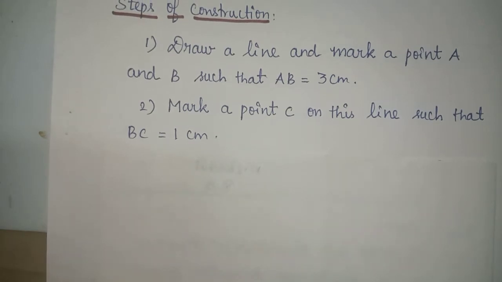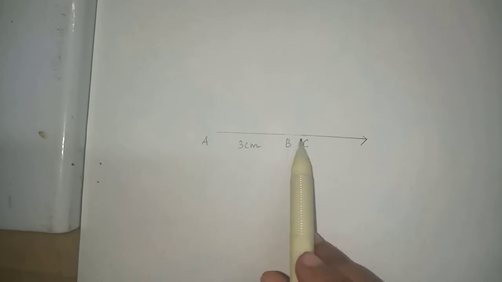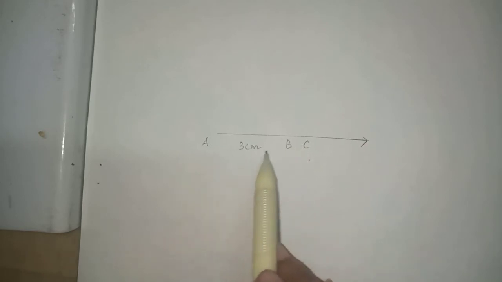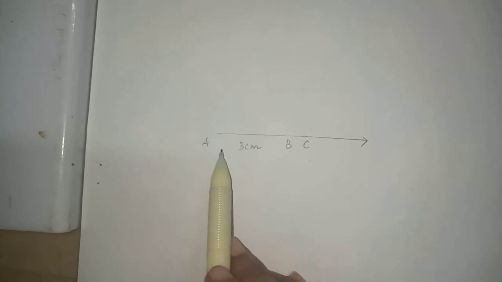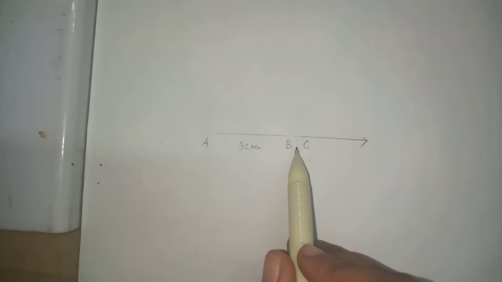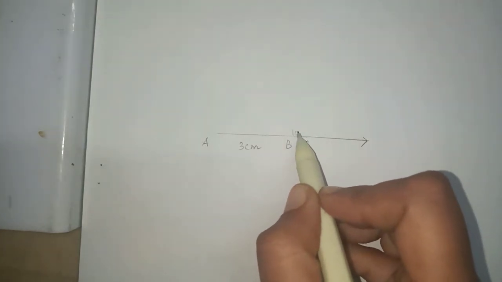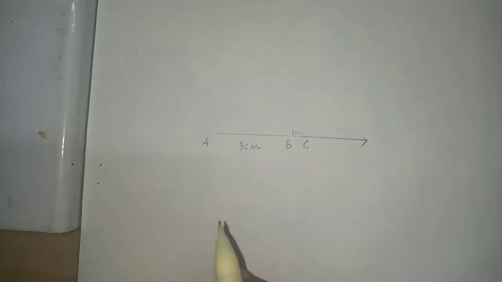Now we did. Then the next step is you have to draw a perpendicular bisector to find the midpoint of the line. So here you have 3 centimeter. Then again you extend the point by 1 centimeter. So totally you have 4 centimeter from A to C. Here I don't have enough space, so I don't mention the centimeter. I mention it here. So from B to C you have 1 centimeter.